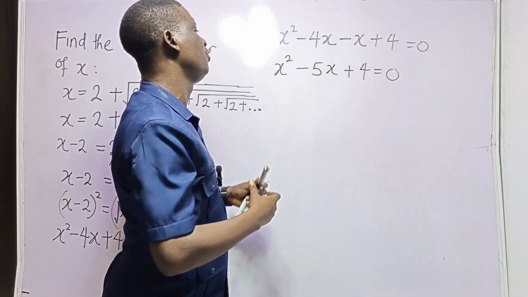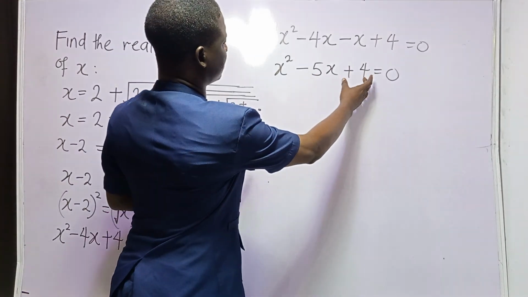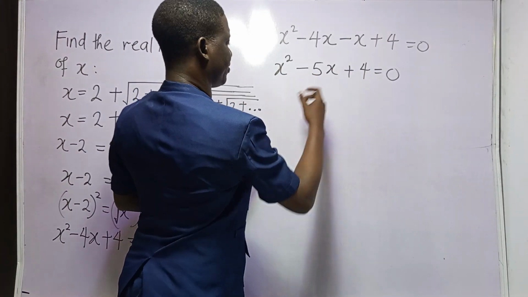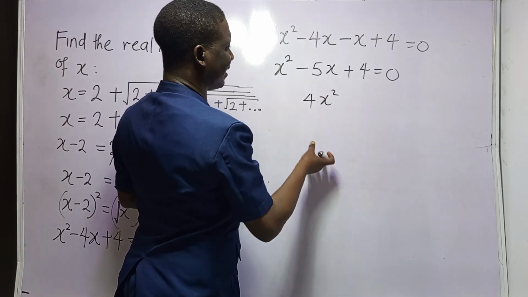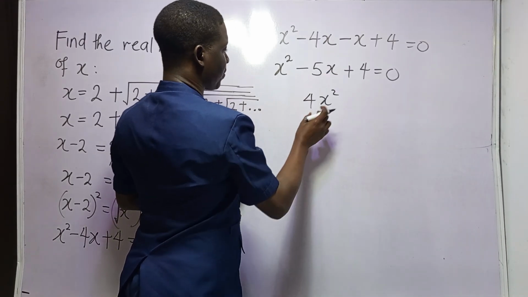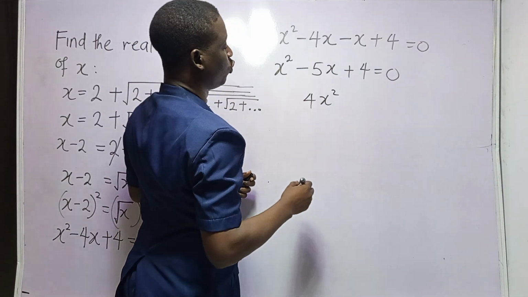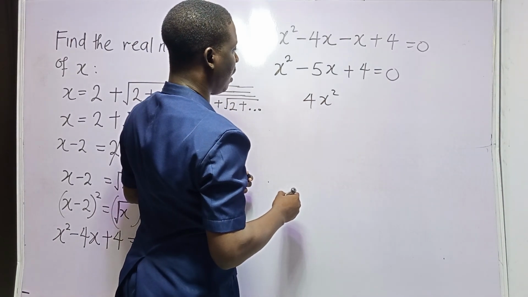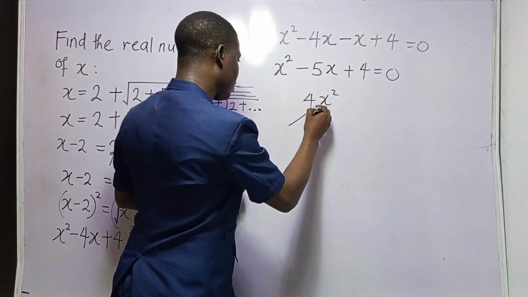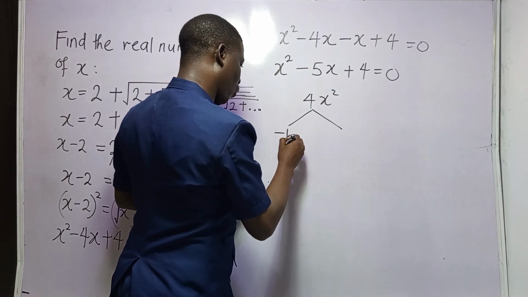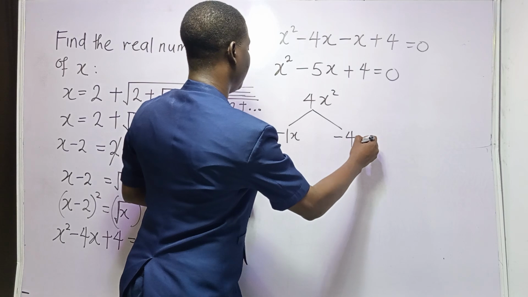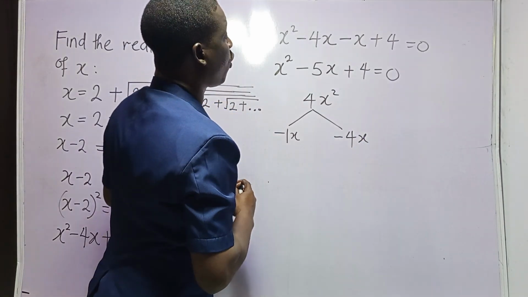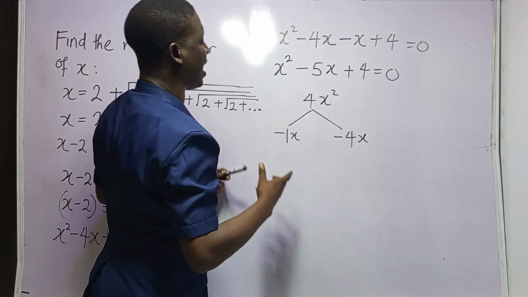And what I will do is take the product of these two, which is 4x squared. Then look for two values that you can add to give you -5, and two values that you can multiply to give you +4. So if I take -1 and -4, for instance, we are going to have -5 if you add it together.